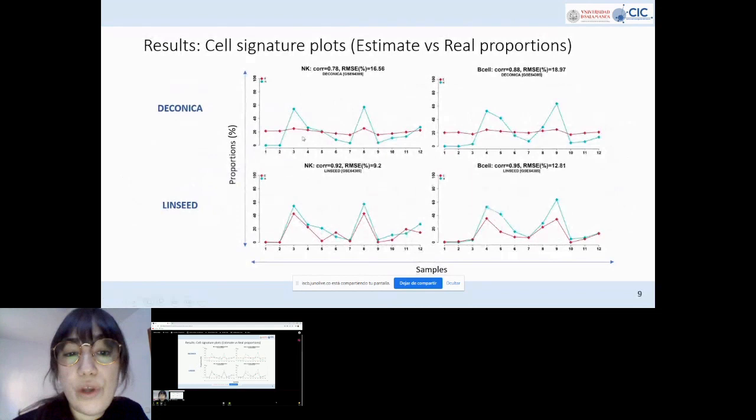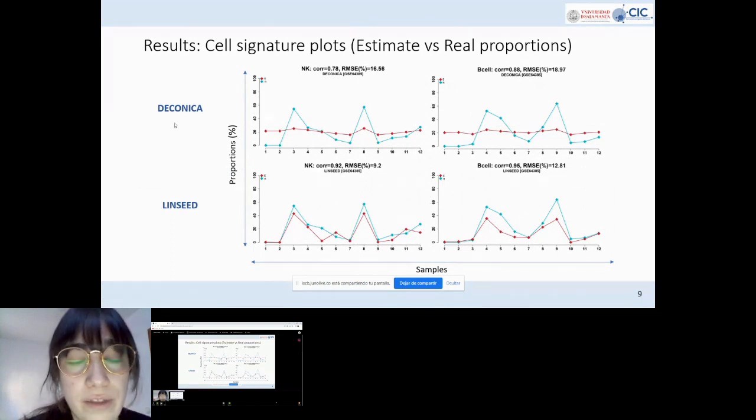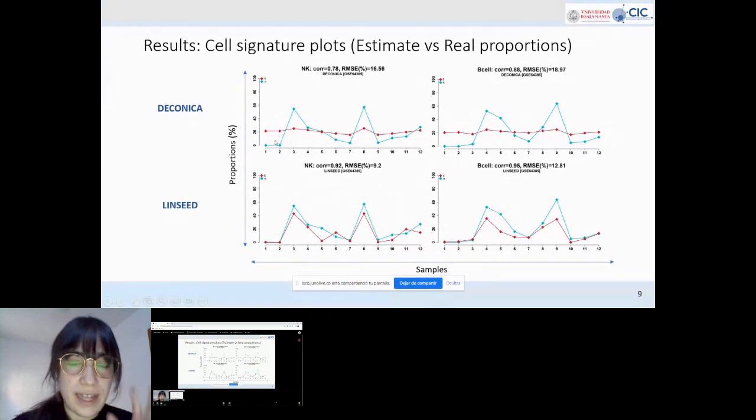This cell signature plot shows the real proportions in blue and the proportions estimated by CONICA and LINSEED in red. We can see that the proportions inferred by CONICA were distributed around an average value. Therefore, it does not present variability between different samples and cell types.